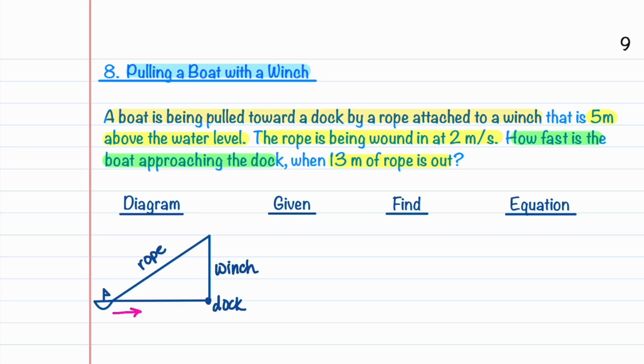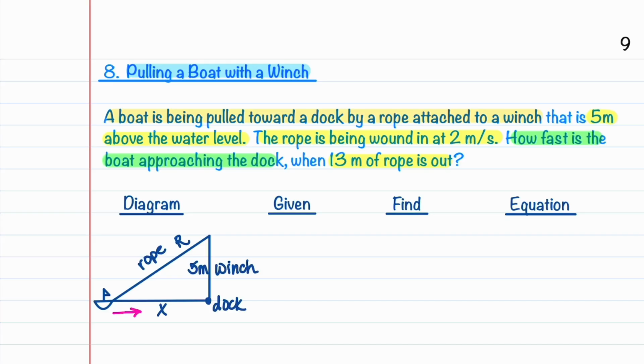Now what we need to do is assign variables to our diagram. We are told that the winch is 5 meters, so we're going to label this distance 5 meters. The distance from the boat to the dock is changing, so we're going to let that be variable x. And then the length of the rope is changing, so we are going to let that be the variable capital R.